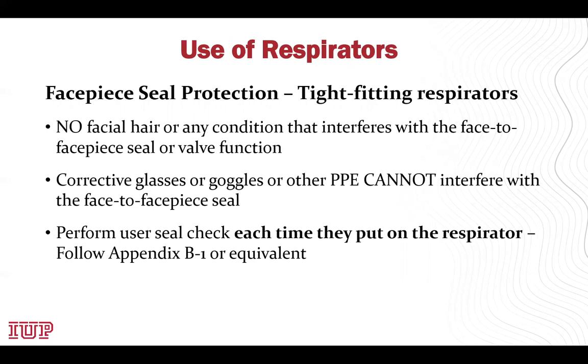Use of facepiece seal tight-fitting respirators: no facial hair or any condition that interferes with the face-to-facepiece seal or valve function can be present. So any beards or other interferences cannot interfere with that seal. Corrective glasses or goggles or other PPE must be worn in a manner that does not interfere with that seal. Employees wearing tight-fitting respirators must perform a user seal check each time they put on the respirator, using procedures in Appendix B-1 or an equivalent manufacturer's procedure.